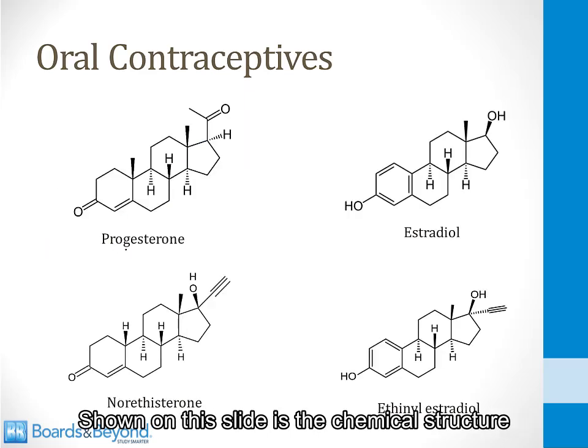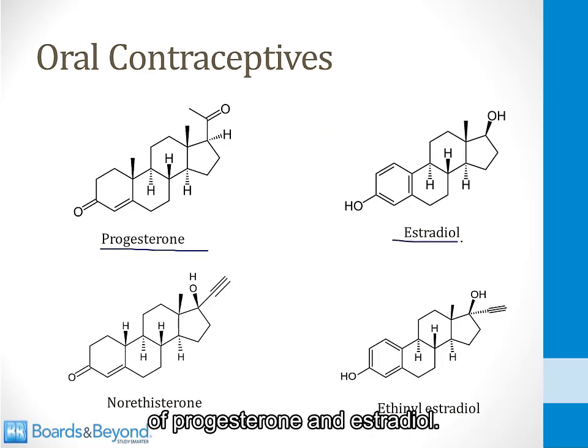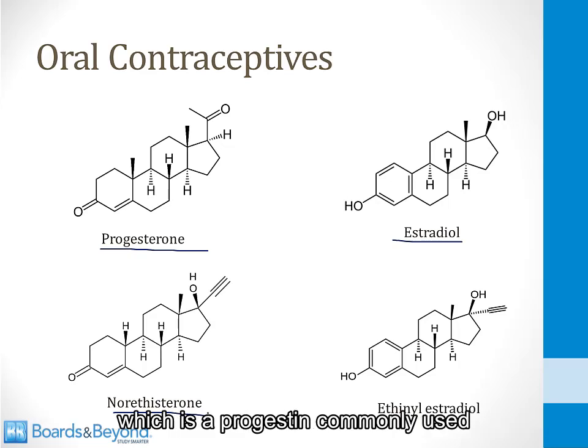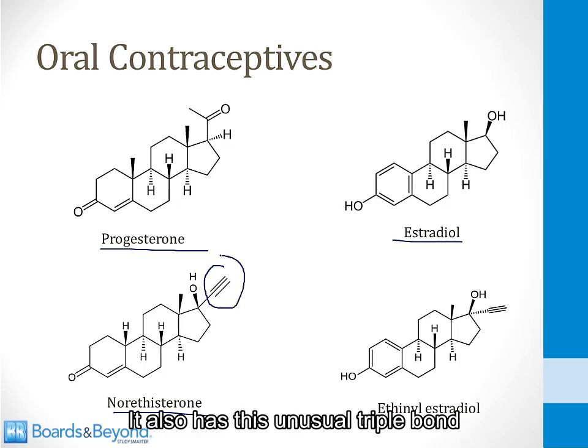Shown on this slide is the chemical structure of progesterone and estradiol. At the bottom left side of the screen is norethisterone, which is a progestin commonly used in oral contraceptive pills. You can see that it has a structure very similar to progesterone. It also has this unusual triple bond between two carbon molecules. This gives it a very stable structure so that it can be taken orally. The bottom right side of the screen is the structure of ethinyl estradiol.